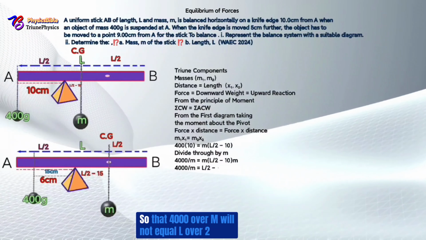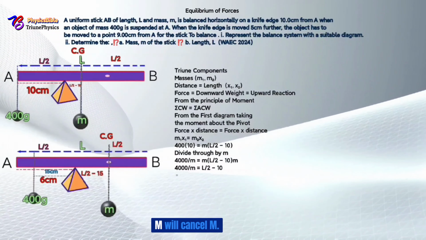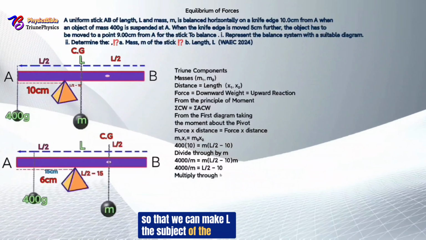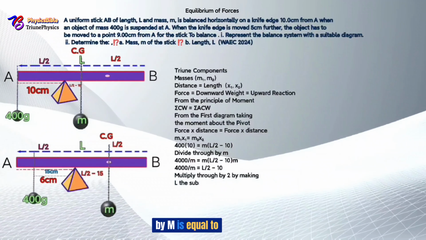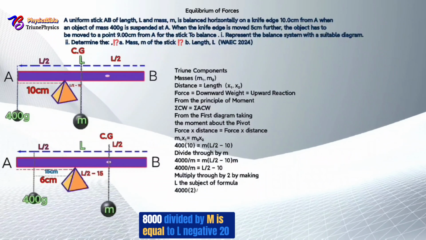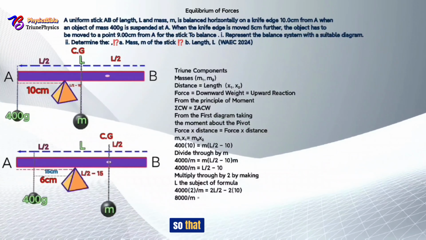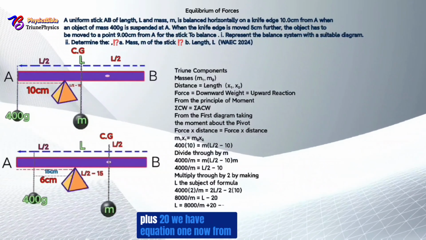I hope you get this. So that 4,000 over m will now equal L over 2 minus 10. m will cancel m. Multiply through by 2, so that we can make L the subject of the formula. Then we have 4,000 multiplied by 2 divided by m is equal to 2L over 2 minus 2 into 10. So that 8,000 divided by m is equal to L minus 20. So that if you collect like terms, L is equal to 8,000 over m plus 20.